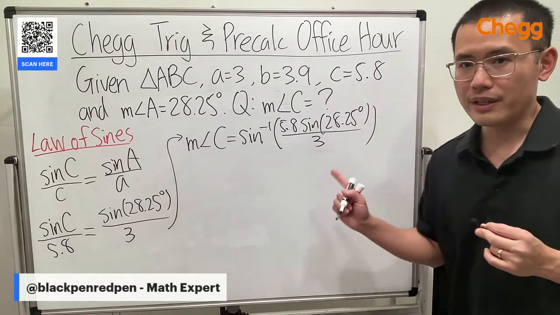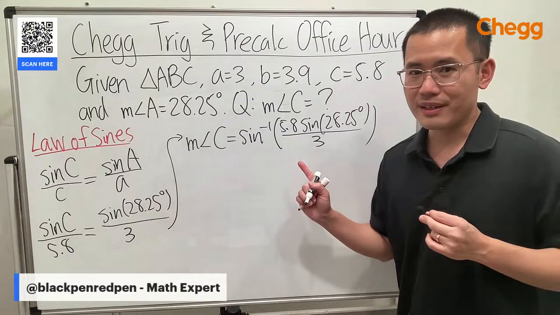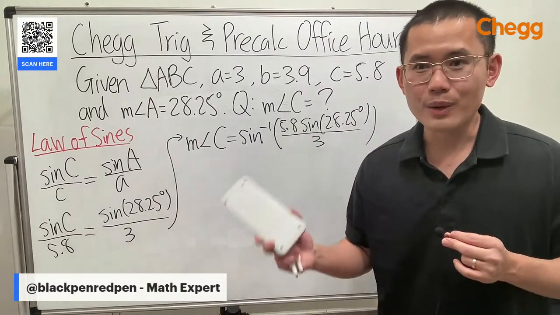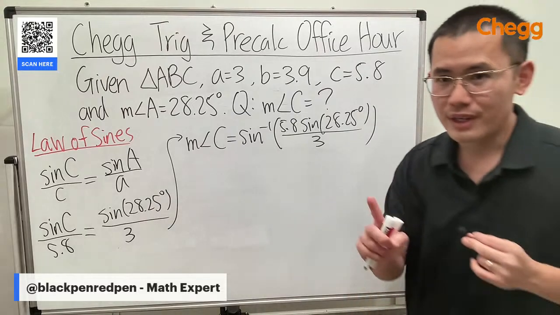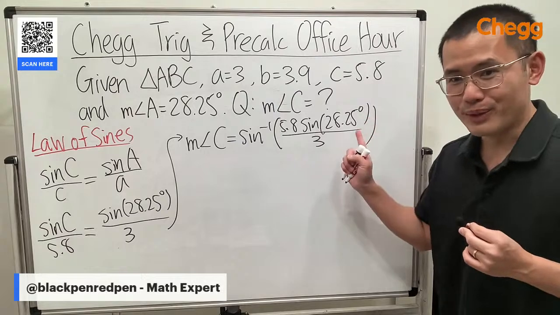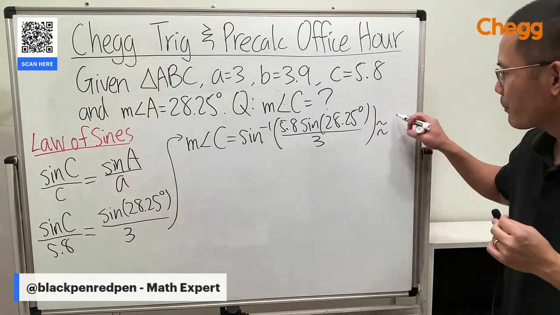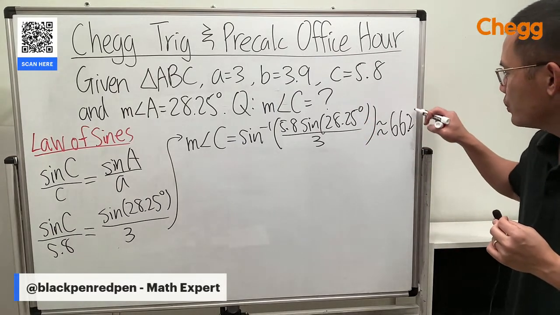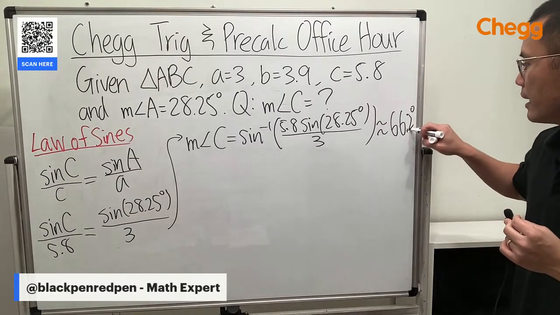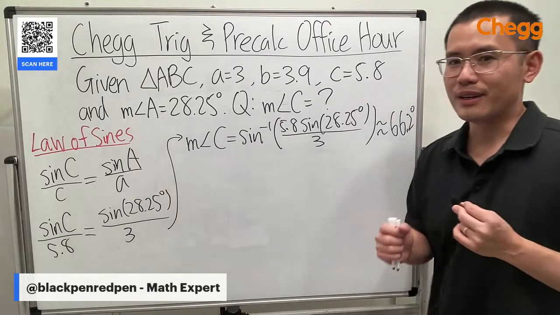And if you use a calculator, right? If you use a graphing calculator, and make sure your calculator is in the degree mode, you will get approximately 66.2 degrees. But is this really the answer?